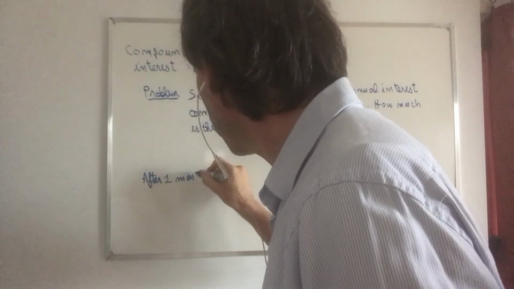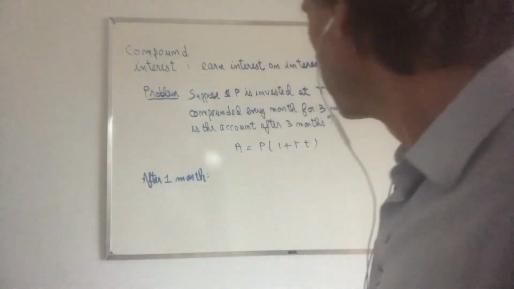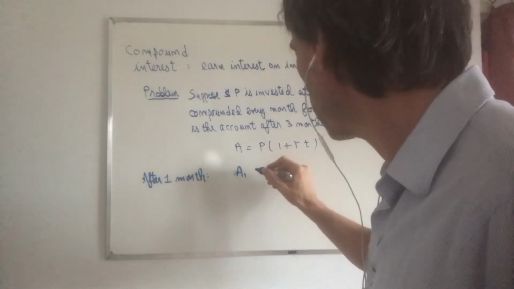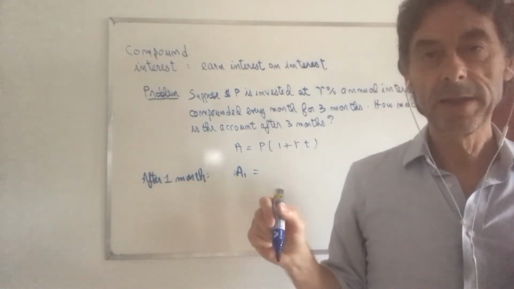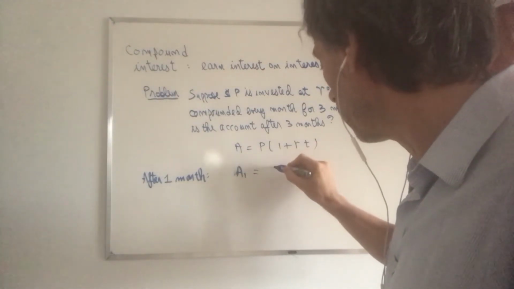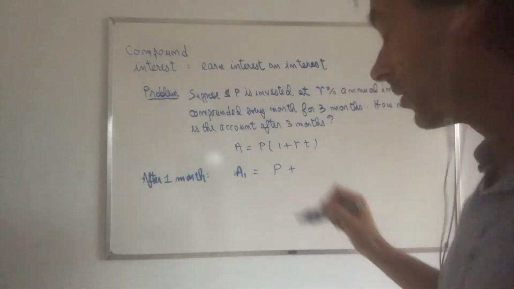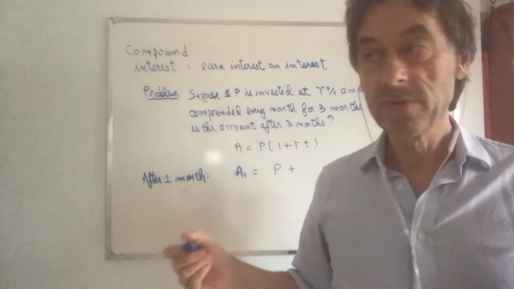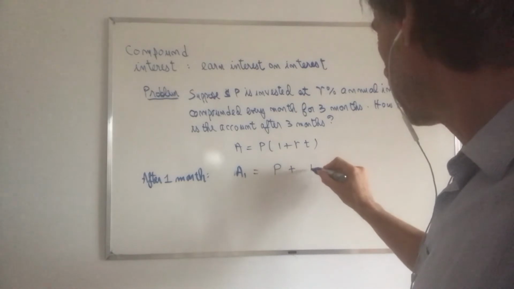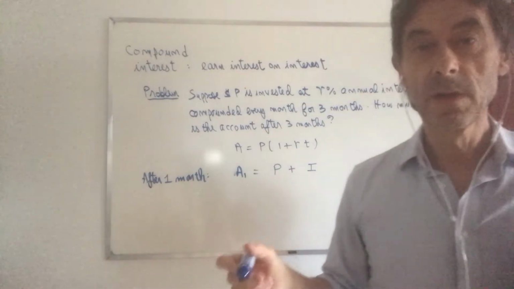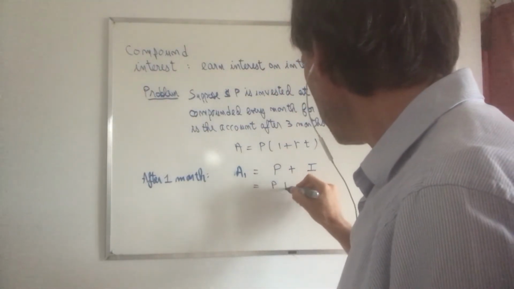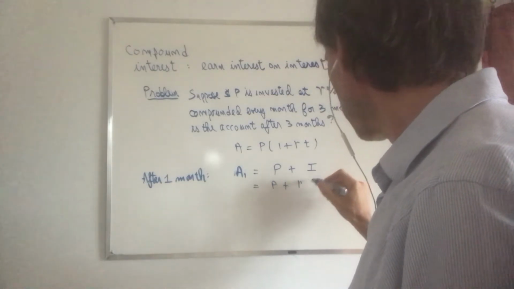after 1 month? Let's call that A1. Let's call what's in the bank after 1 month A1. What do you have in the bank after 1 month? Well, you have your principal that you invested originally, plus you have your interest. Now, the interest is going to be, again, what we had before, which is what? P times R times T. So in that case, P plus R times P.